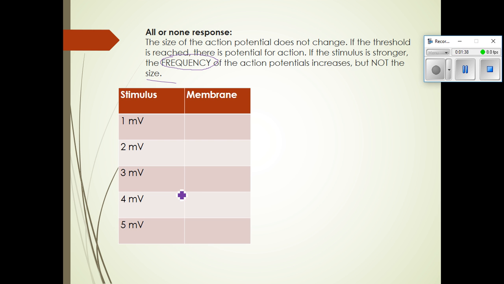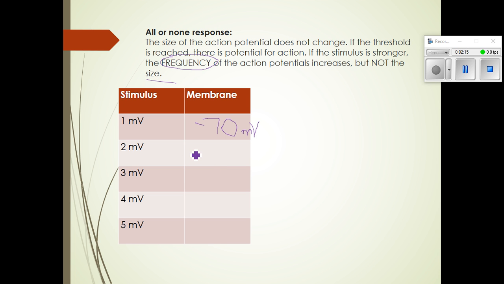So we're going to take a look at just a little example here. Let's say that we have a stimulus. Maybe the stimulus is touch, or maybe the stimulus is sound. Whatever the stimulus is, it's increasing. We can see down here. Now, I'm going to write what the membrane potential is in millivolts. So when the stimulus is 1, the membrane is negative 70 millivolts. So it's still at rest, nothing happened.